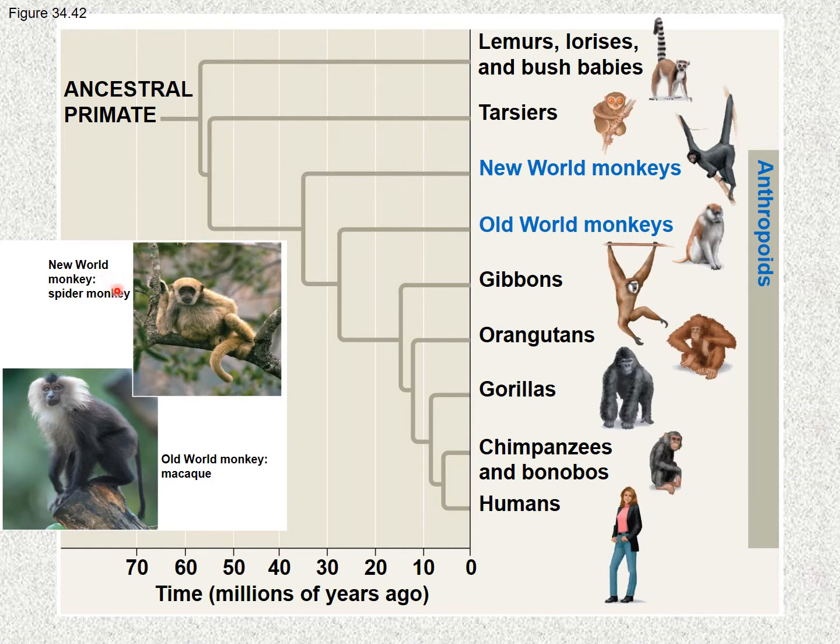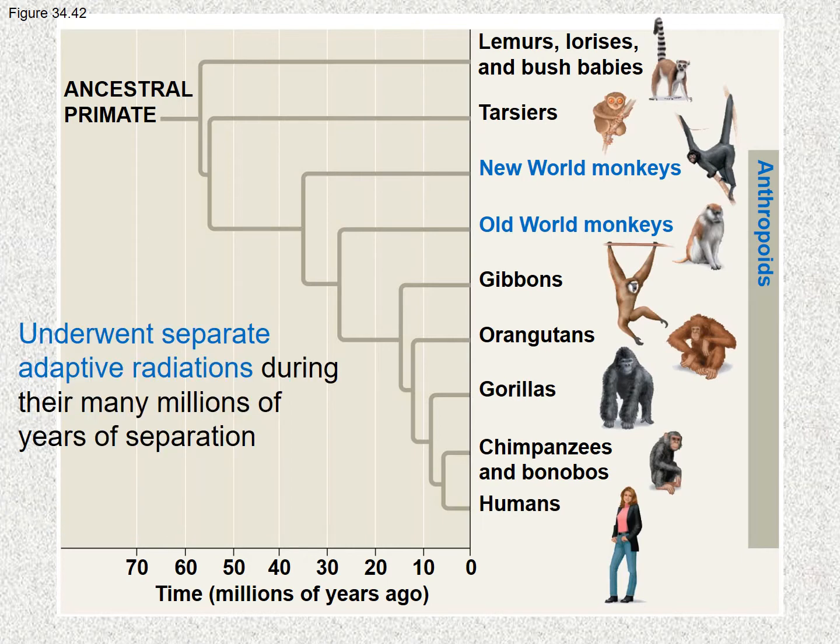Okay, so these are some examples of New World monkeys and Old World monkeys. New World would include the spider monkey, and the Old World would include the macaque. The New World monkeys diverged first, even though you would think the Old World monkeys would have diverged first, but the New World monkeys diverged from the group which eventually divided into the Old World monkeys and the apes. Most of the New World monkeys and the Old World monkeys are arboreal, so they live in trees. All of these underwent separate adaptive radiations during these many years of separation.